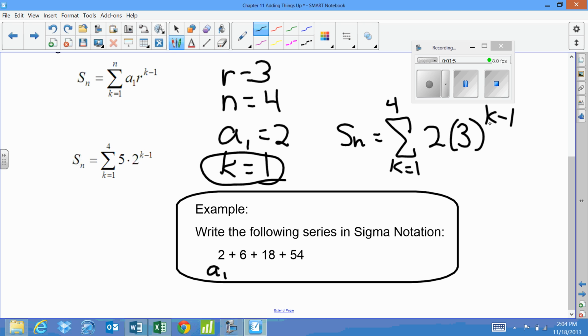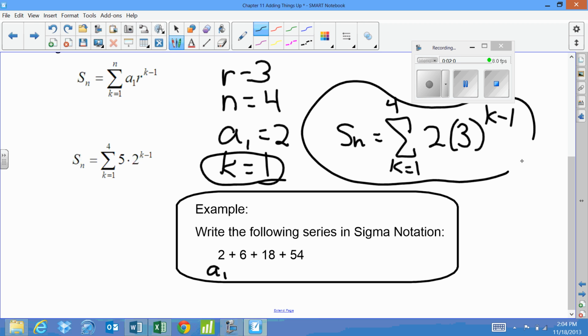Let's try it with our second term. 2 minus 1 is 1. 3 to the first is 3. 3 times 2 is 6. And we could keep going. So you always want to double check and use your sigma notation to make sure that whatever you got actually works for at least a few of the terms in your series. And that'll be a good way to check your answer to ensure you did it correctly.